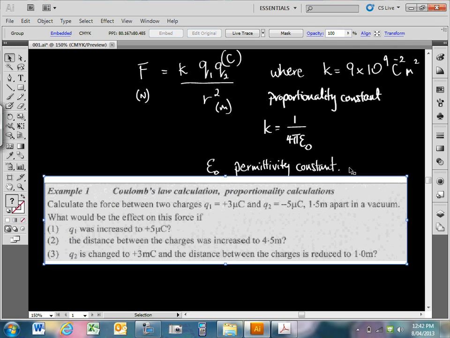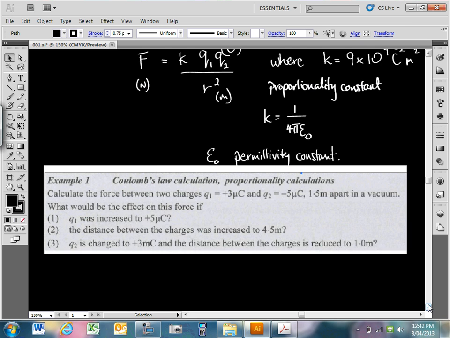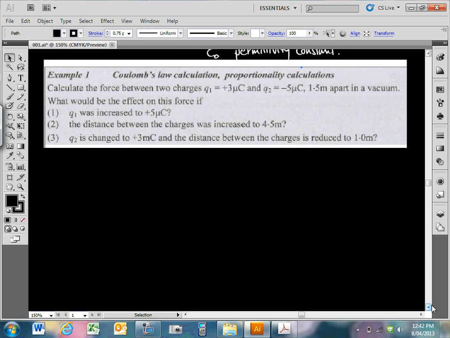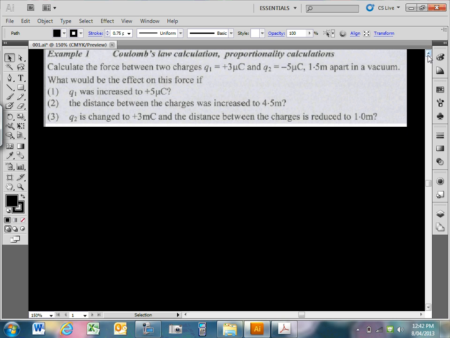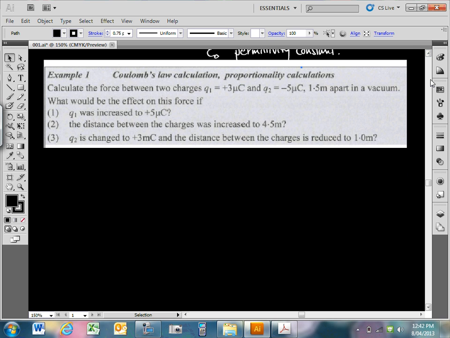This first one we'll work through as a class. Coulomb's law calculation, proportionality calculation. When it says in an exam, often the problem will start with using proportionality. Have a look at what it's asking us to do.